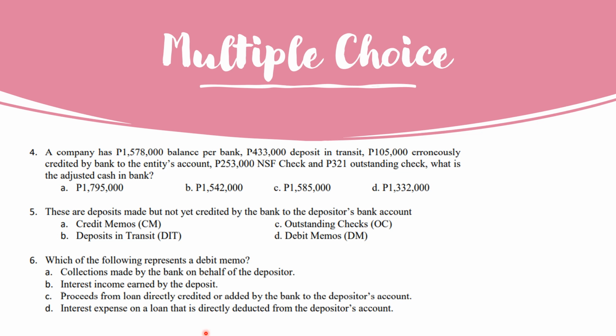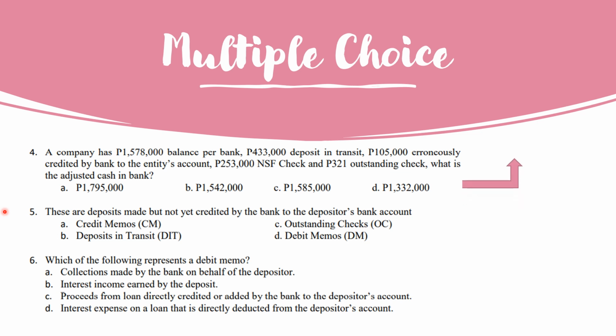Okay, next, number 4. A company has 1,578,000 balance per bank, 433 deposit in transit, 105 erroneously credited by bank to the entity's account, 253 NSF check, and 321,000. This is 321,000. I've sent an instruction on this outstanding check. What is the adjusted cash in bank?